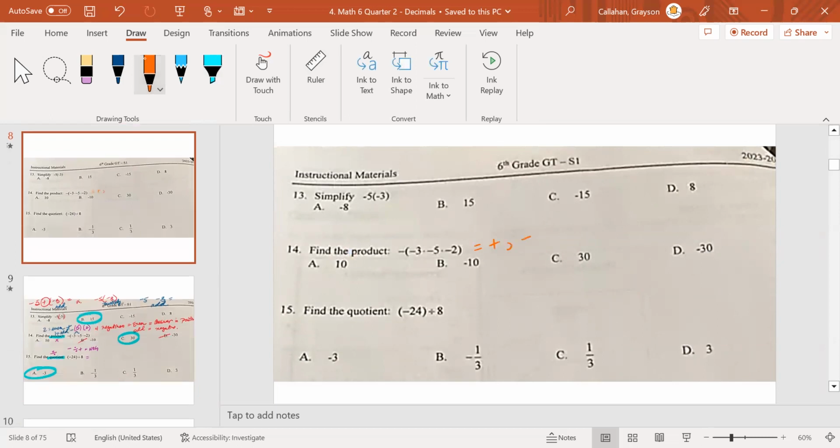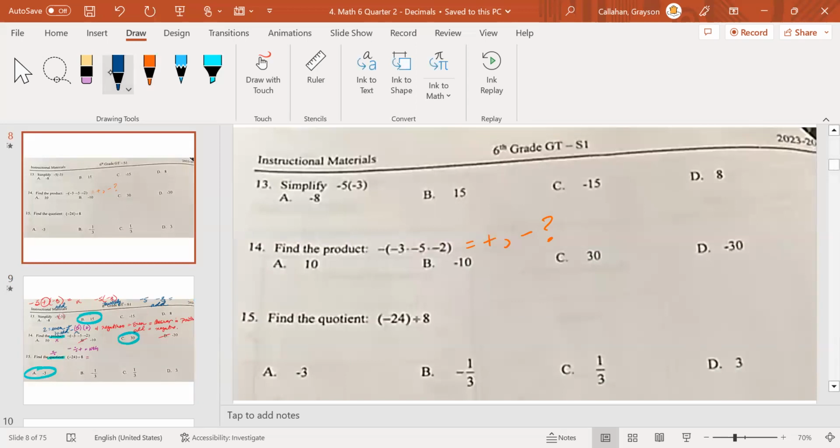Positive. Why? Why positive? So count the number of negatives. How many negatives do you have? I have 3 negatives. You have 1, 2, 3, 4. You have 4 negative signs, which is an even number. If it's an even number, your answer is always going to be positive.